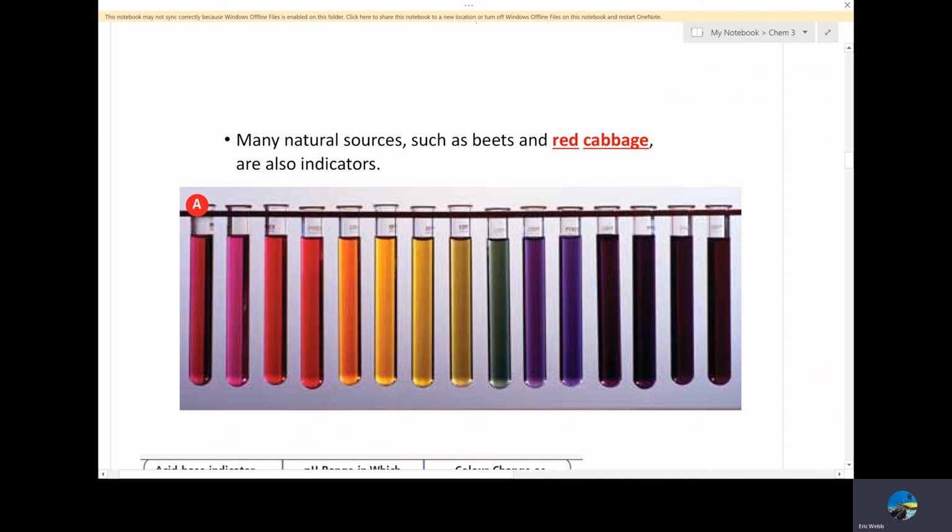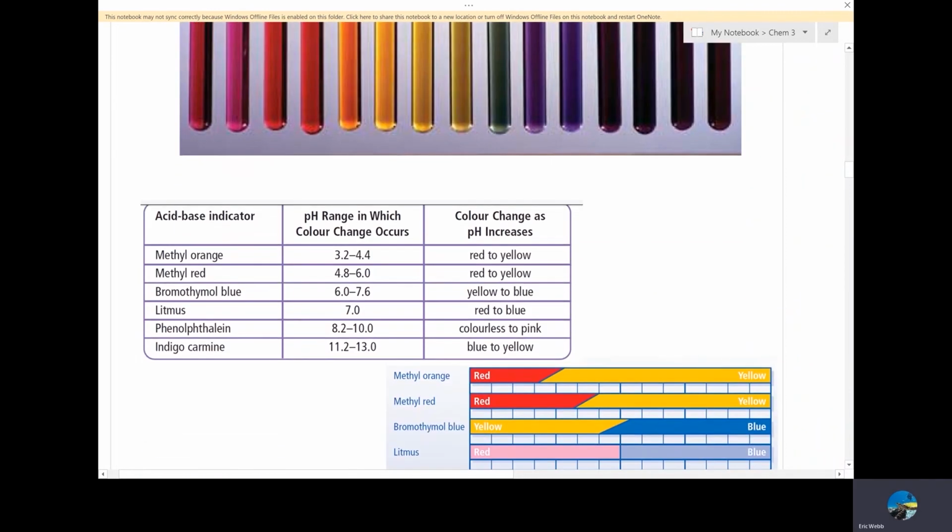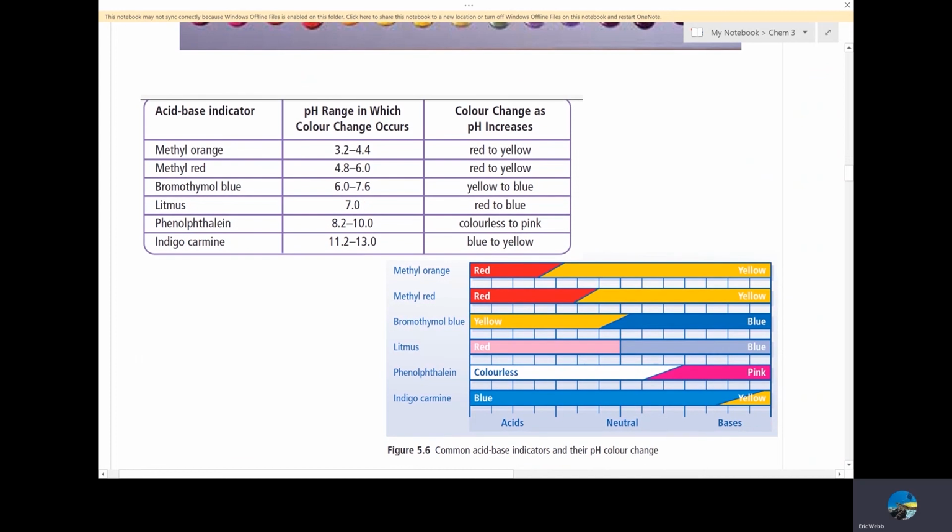So this might be one thing you should look up for your mystery compound lab. You might want to look at making this indicator. On page 135, there's a chart that lists a few different indicators, some useful color ranges, and what colors you'll expect at different pHs.